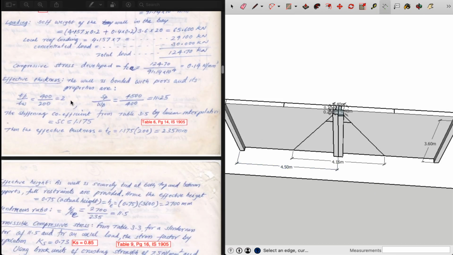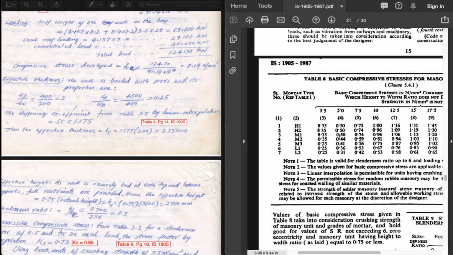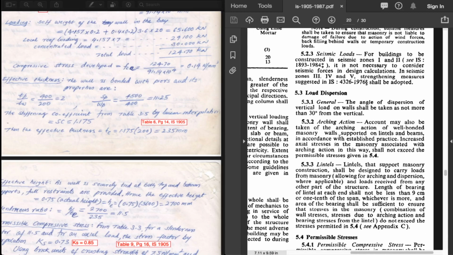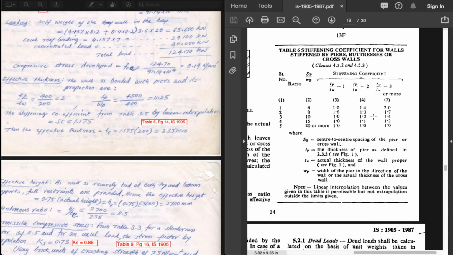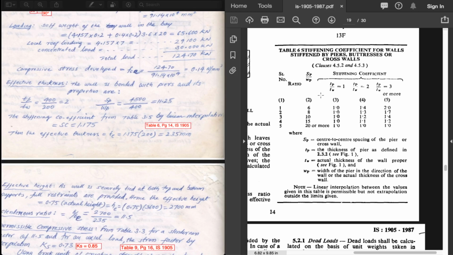Moving on, the idea of calculating the effective thickness is to get the stiffness coefficient because of the existence of piers, or if there are any buttresses in any other application, we need to take into consideration the stiffness coefficient over here. It's table 6 from page 14 of IS 1905, which is over here. Yes, stiffness coefficient for walls stiffened by piers, buttresses, and cross walls. So let's quickly see what TP by TW is. Our TP by TW is 400 by 200, that is 2. So we are going to look at column number 4, which is over here.